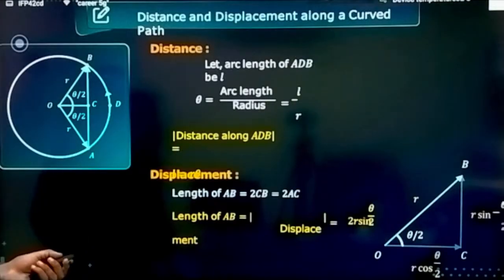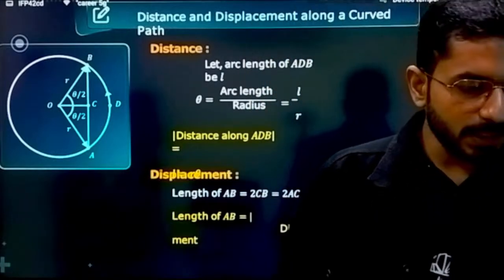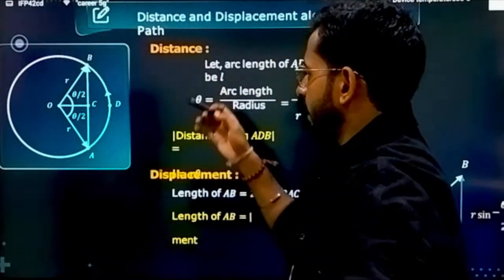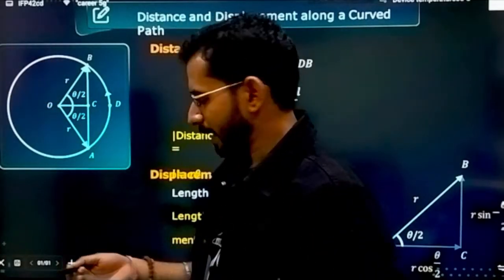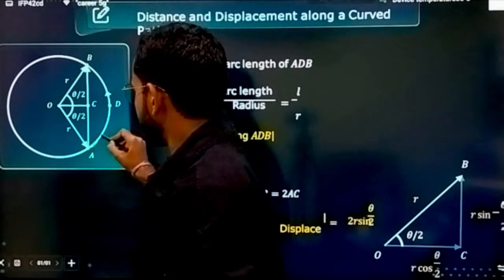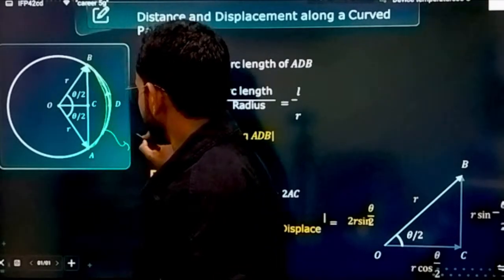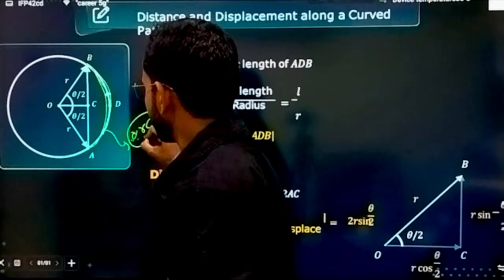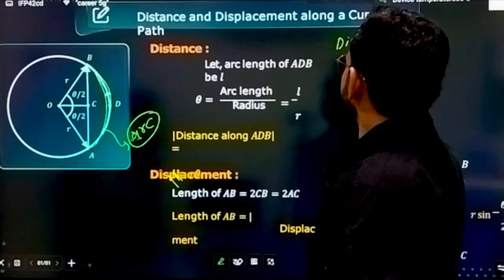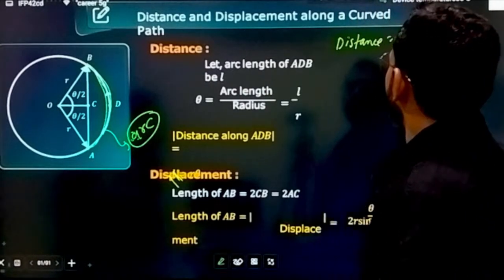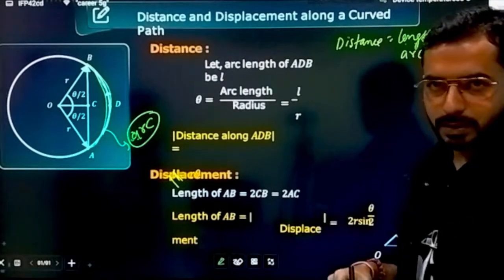Correct. So if anything is rotating in a circular way, how will you write the distance and displacement? See, let's suppose any particle is present there. In this motion, it is doing some kind of circular motion, and it is going from point A to B via point D. So I can say this portion is called an arc. So the distance, if I have to define it, distance is defined as the length of arc.